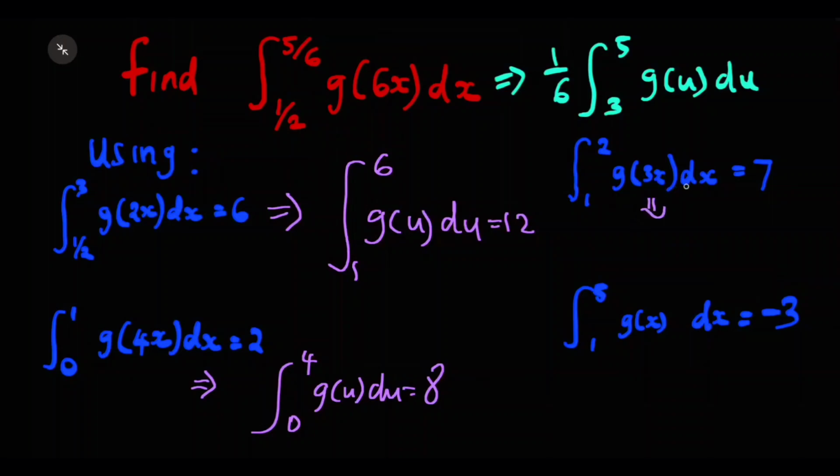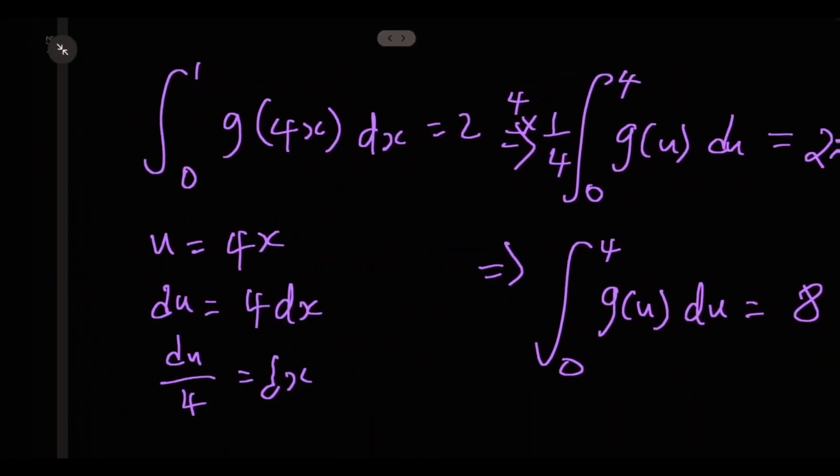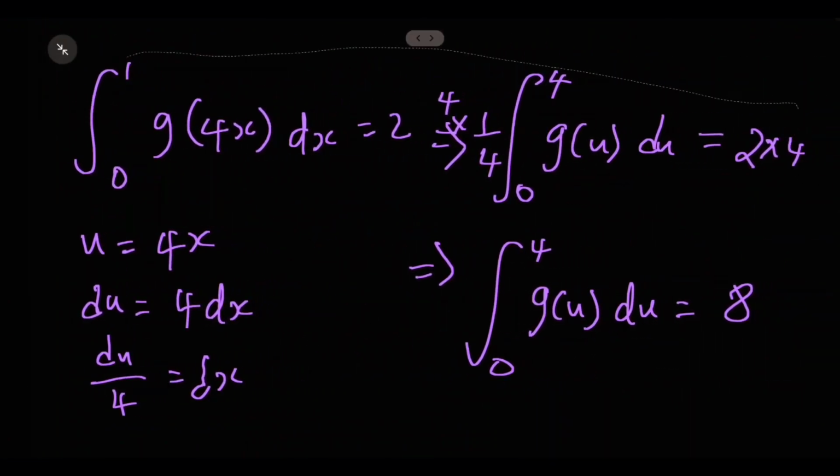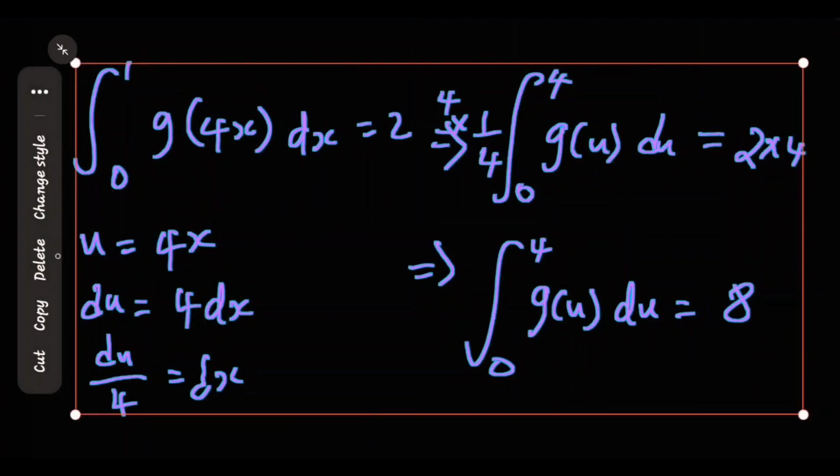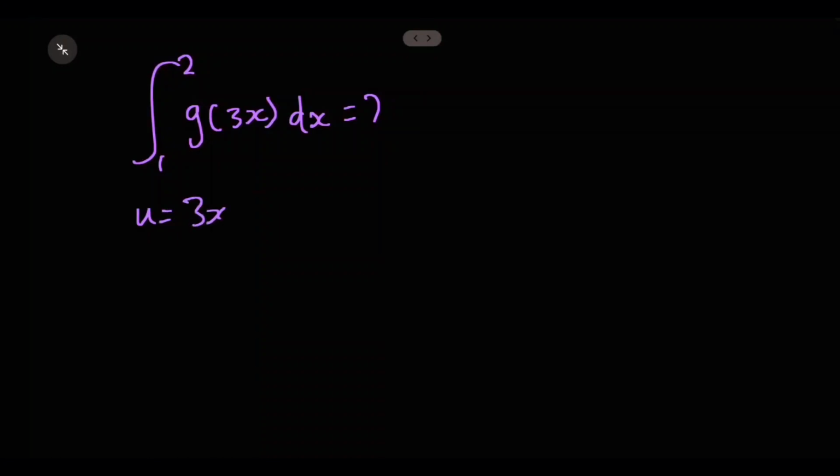So let's talk about this. For that one we have, let's quickly wipe this up. So for that one we have... you can pause this video for 5 seconds to see whether you can figure this out. So this means u is 3x. If u is 3x, du is 3 dx, and du over 3 is dx.